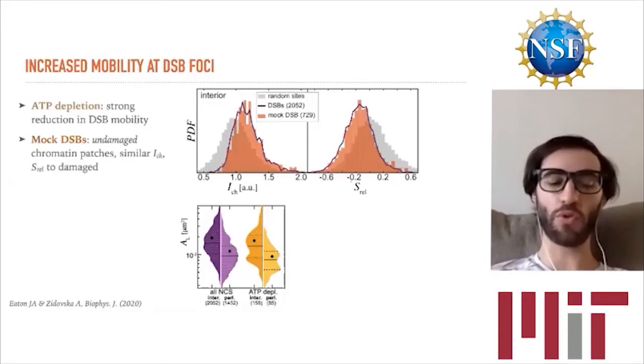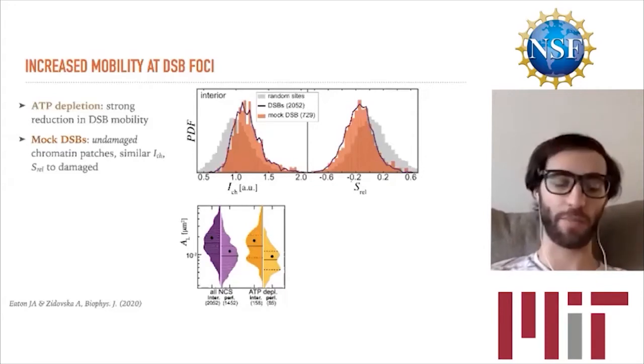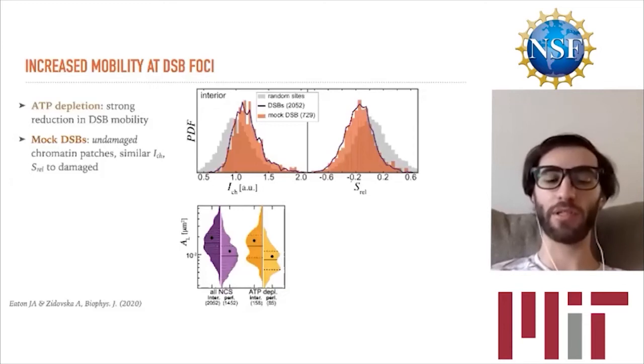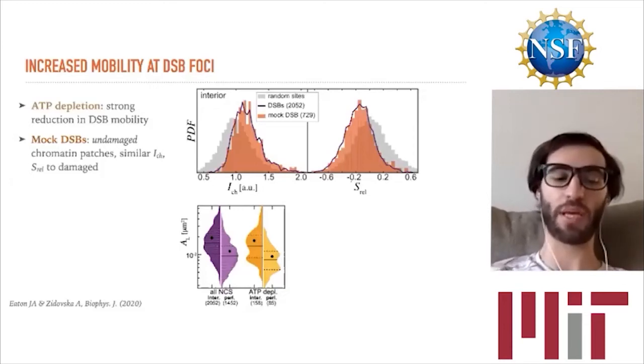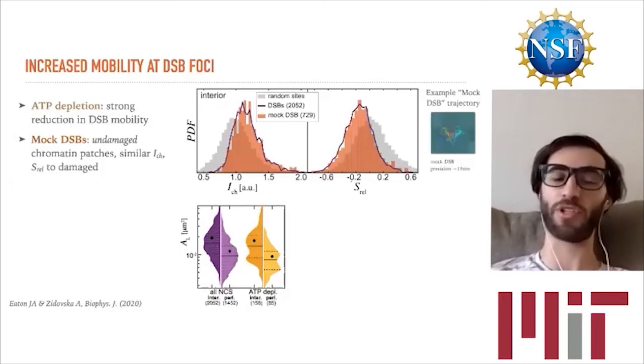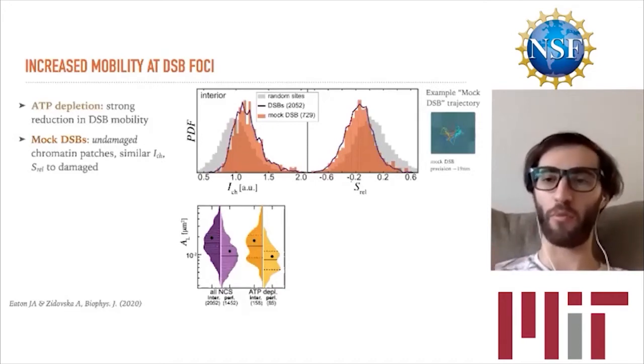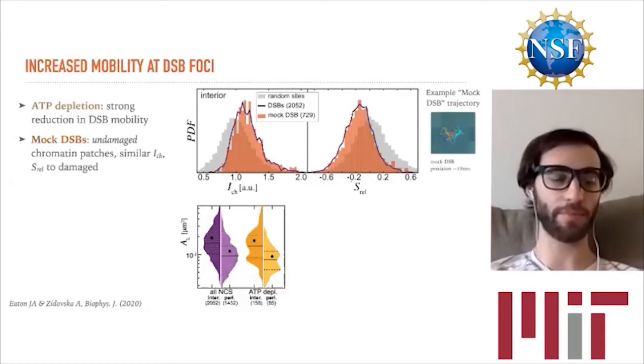So we use this unique compaction signature to find double-strand-break-like patches of chromatin, which we term mock DSBs, shown in orange. Finally, we track the centroids of these mock DSBs using the same tracking algorithms, just in the chromatin H2B GFP signal. And so here's an example of what one of those trajectories looks like.